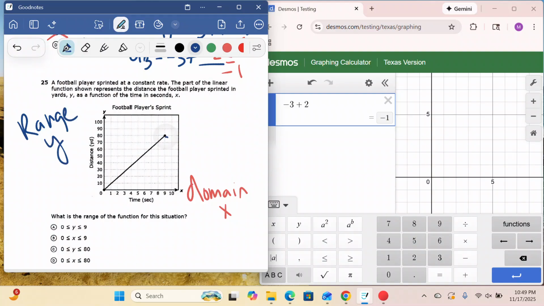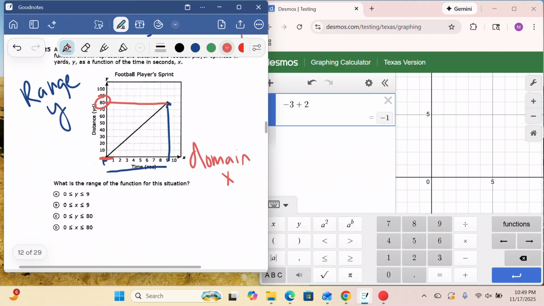So if I look at the dots right here, my domain is anywhere from 0 all the way to about this dot, to about 9. So my domain in the x is 0 to 9. It's got this closed circle, so it's anywhere from 0 to 9. If I'm looking at range, the range starts at 0 and it goes all the way to about 80. So my range is from 0 to 80.